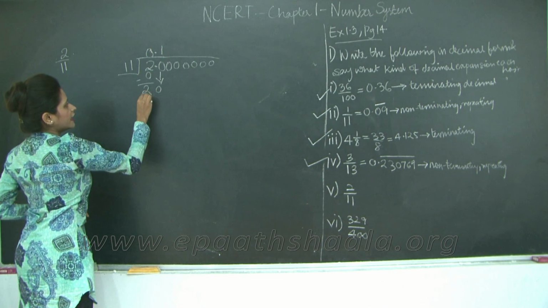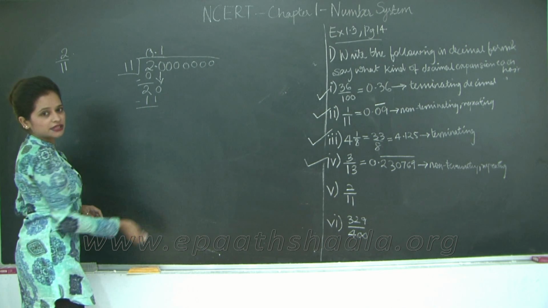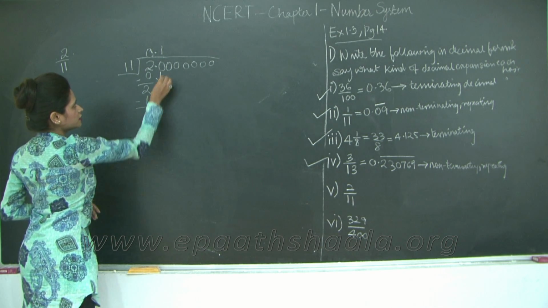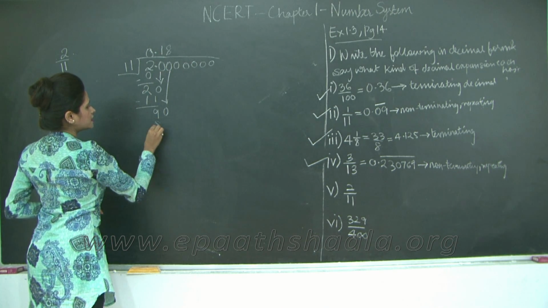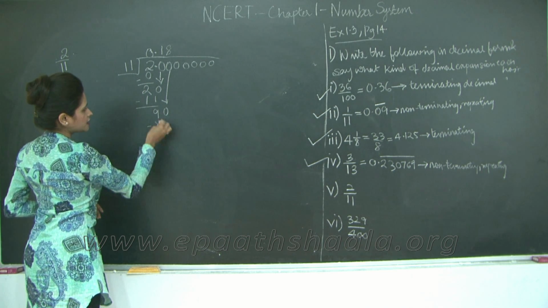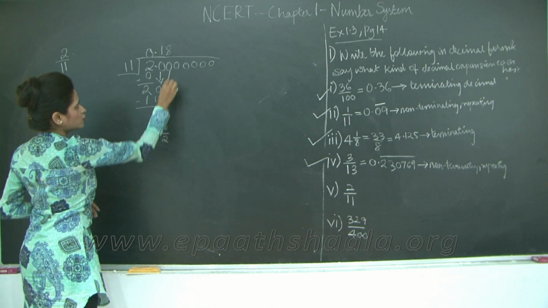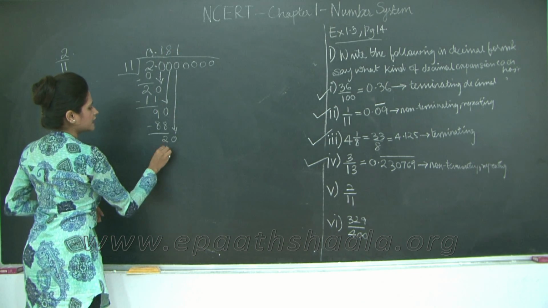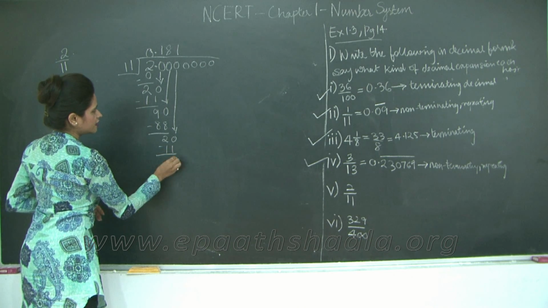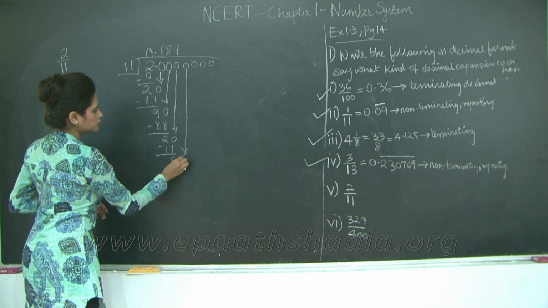11 ones are 11. So 20 minus 11 is going to give me 9. And I bring down this 0. 11 8s are 88. 90 minus 88 is going to give me 2. I bring down this 0. 20. 11 ones are 11. 9. I bring down this 0.